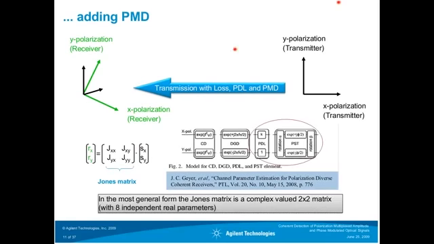Now finally, if you add PMD in addition, and you look at the transmission matrix, you end up using the full Jones matrix, which is a complex-valued 2x2 matrix. So there's a total of 8 independent real parameters for this Jones matrix. And that's what you also find in literature.